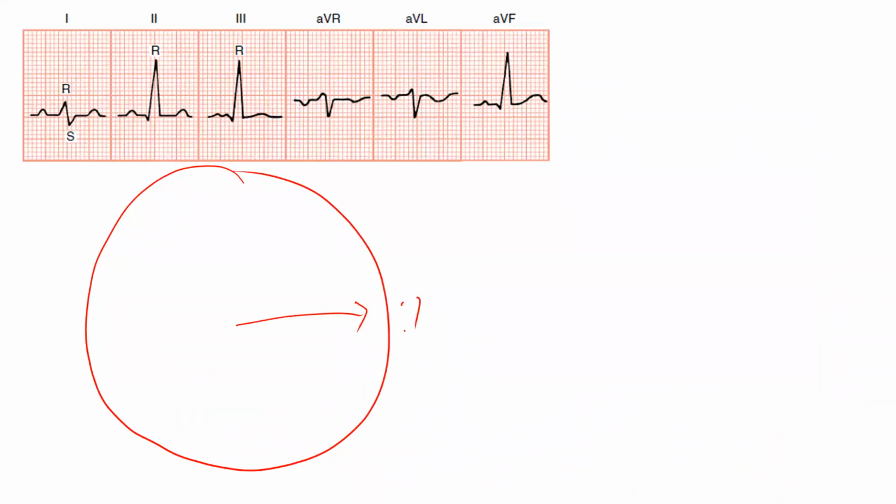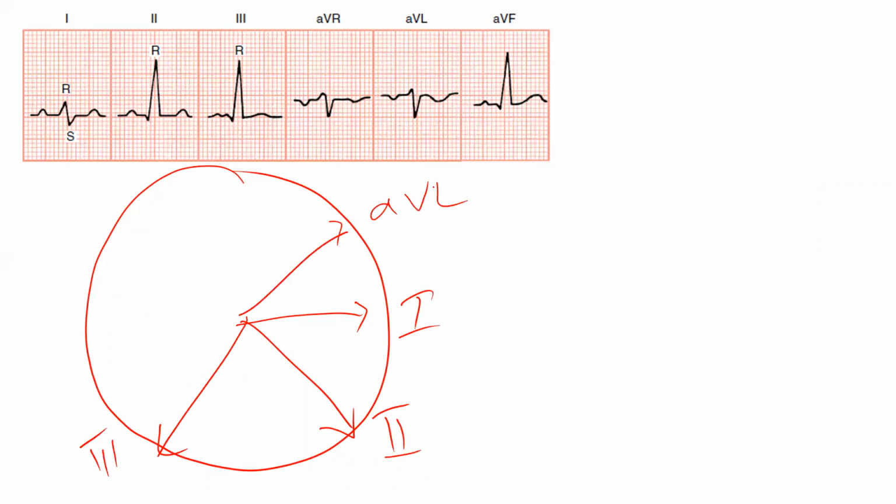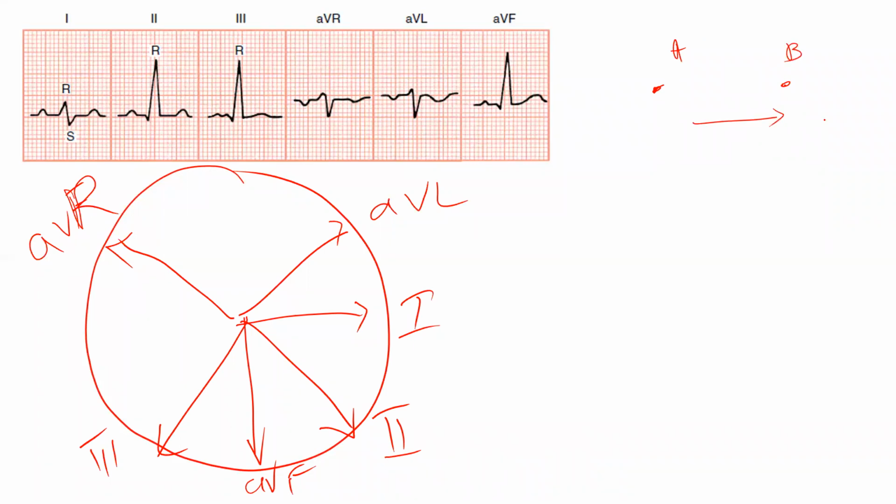This is your 1, this is your 2, this is your 3, this is your AVL. Then this is your AVR, this is your AVF. Now see here, we'll go one by one. As I said, we'll go back to that same old concept again. A and B points are there. If the current is going toward it, there'll be a positive wave. If the current is coming like this, it will be a negative wave. If the current is going like this or like this, it is a biphasic wave.